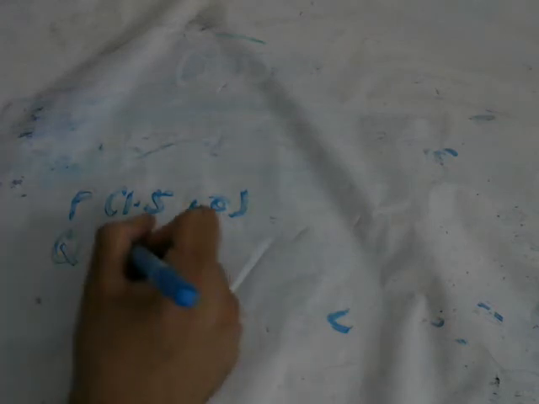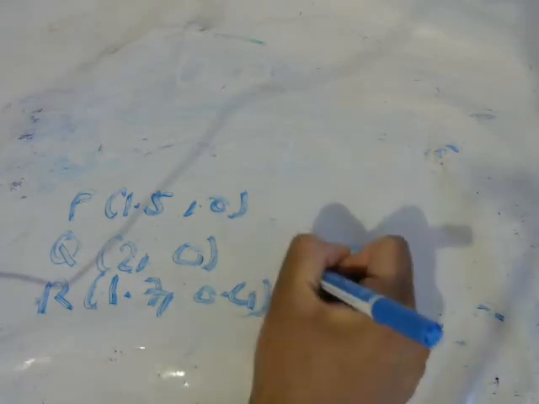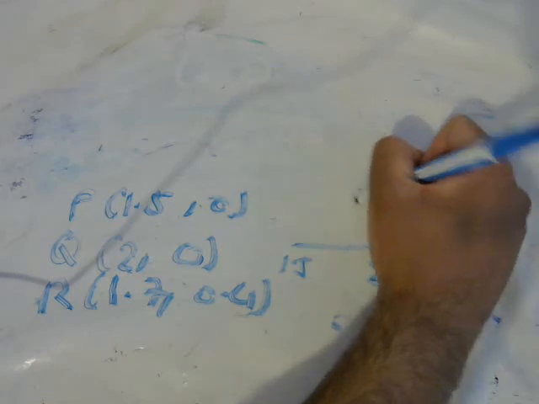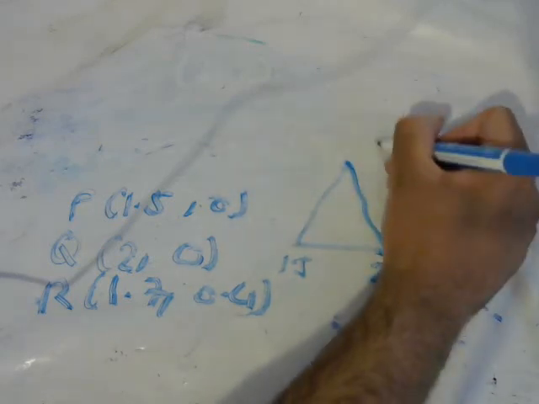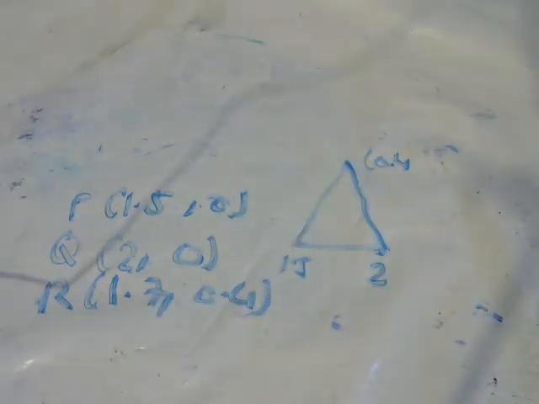Q equals 2, 0, and R equals 1.7, 0.4, and you get that from doing a calculation. Then that's like the world's easiest question, because it's literally just a straight line that goes from 1.5 to 2, so there's 1 at 1.5, there's 1 at 2, and there's some random coordinate up here. 1.7, 0.4 is about there. So that's 0.4 tall, and then you just go half base times height.